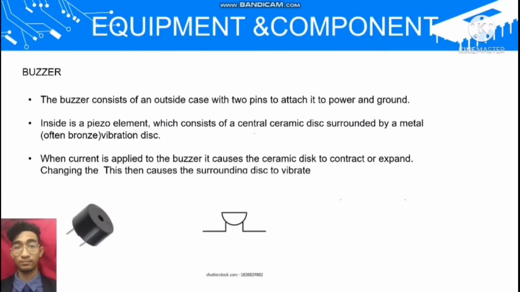I'm going to talk about the equipment and the components that we use in our project. First one is the buzzer. A buzzer consists of an outside case with two pins to attach it to power and ground. It consists of a central ceramic disc surrounded by a metal vibration disc.